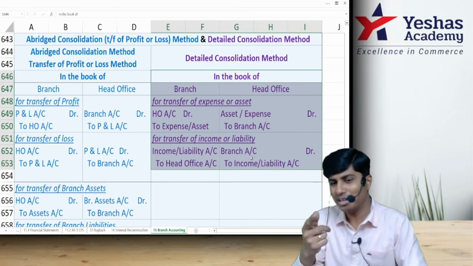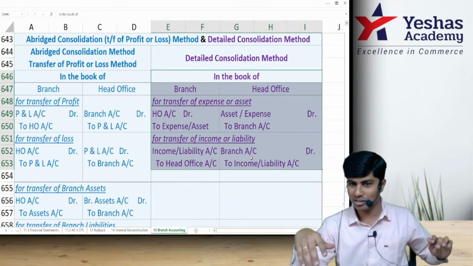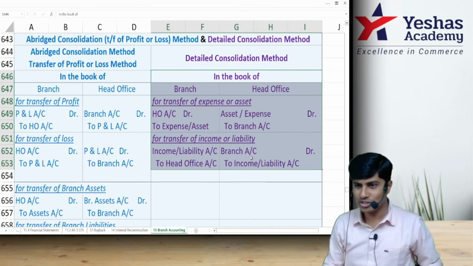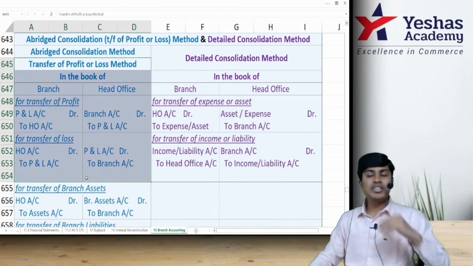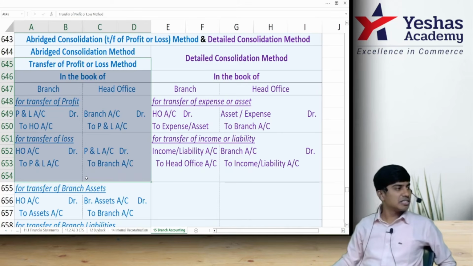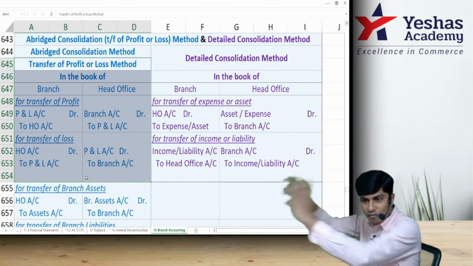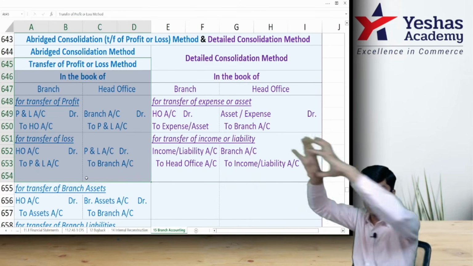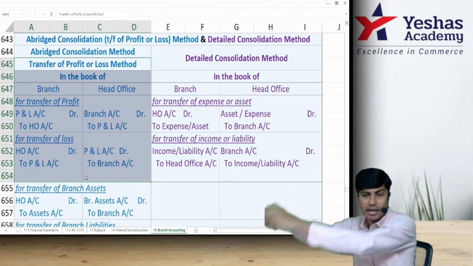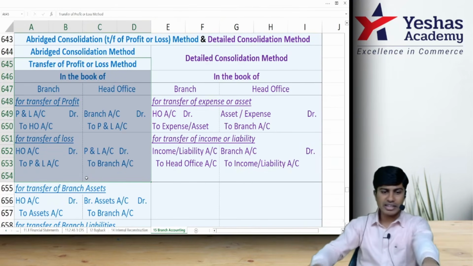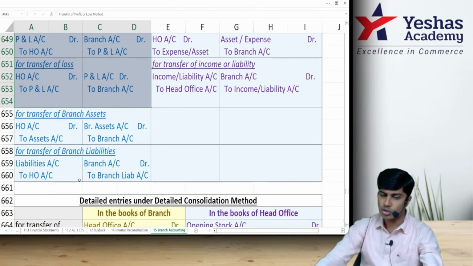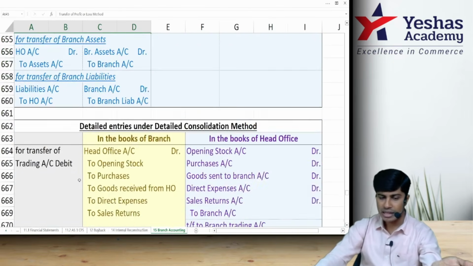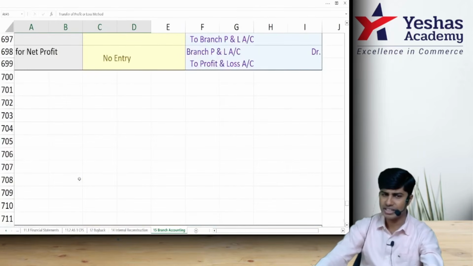Then you will prepare the balance sheet, trading account and P&L account for both head office and branch. This is detailed. In the case of abridged, head office doesn't take each asset, liability, expense, income. It will straight away take the profit of the branch and include it. It will take trading account items and include them. It will take P&L account items and include them. That is the abridged consolidation method. By this, we are done with consolidation. I have given in detail the entries in abridged and detailed.